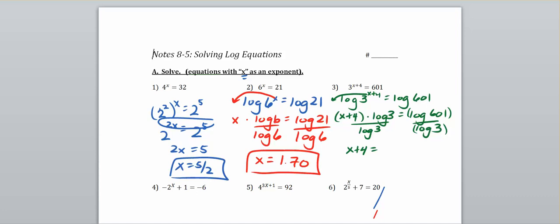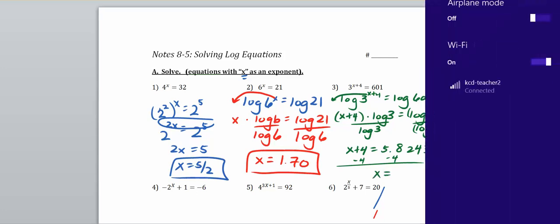So I'm going to put log of 601 and press enter. I'm going to divide by log 3, and I get 5.8, and do a couple extra decimal places, so 5.8243. And if I simplify the right side, all I have left is x plus 4. So to solve for x, you would subtract 4 from both sides. So you have that number still on your calculator. Just subtract 4, and I'm going to get 1.82.